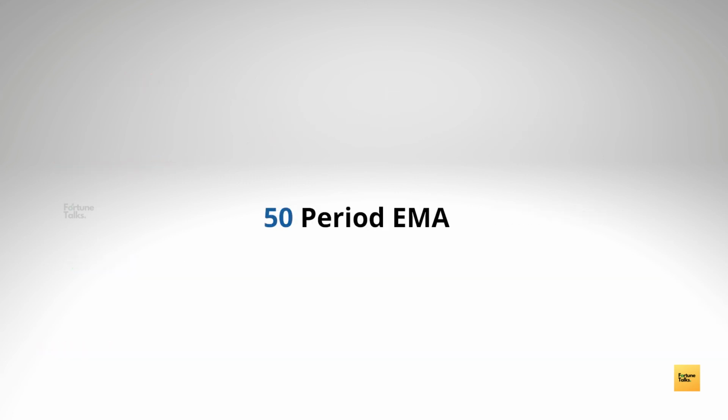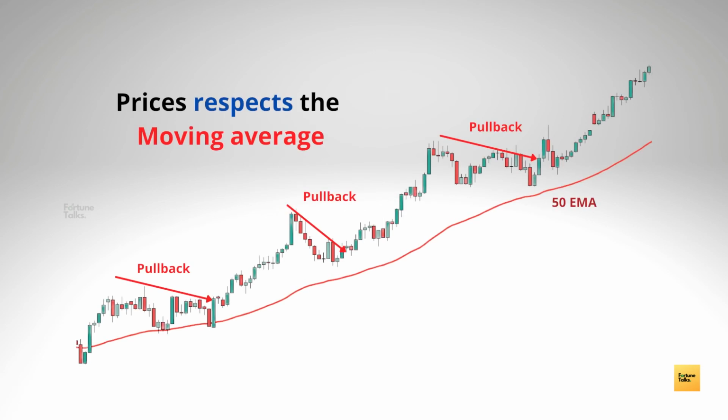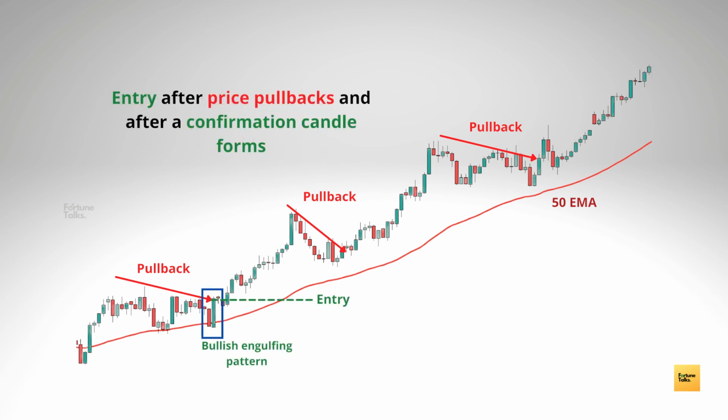For the purpose of this example, I will use a 50 period exponential moving average and the price is in an uptrend. Now here we can see that the prices are correcting and reaching the moving average, and it is actually respecting it. The entry in this case would be above a rejection candlestick from the moving average, like a bullish pin bar or a hammer and bullish engulfing candles. It shows that the buyers are willing to buy at higher valuations.